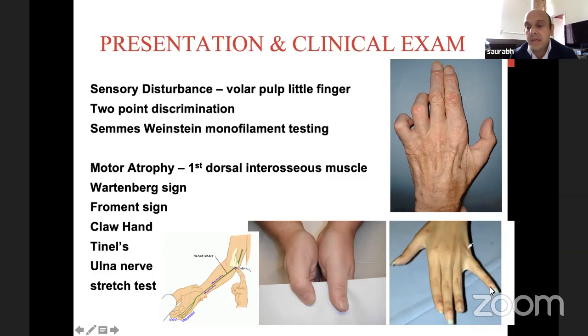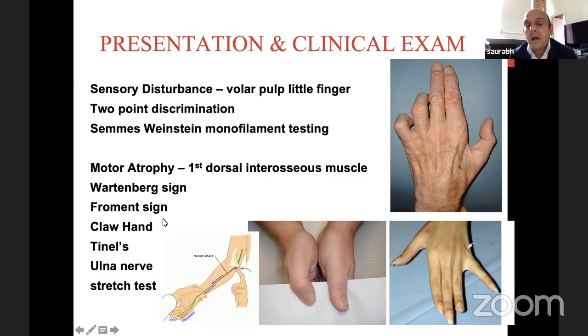So if you see the picture there, what it essentially means is, if you ask the patient to adduct the little finger, because palmar interossei is not working, what will happen is, instead of the finger being adducted, extensor digiti minimi, as you can see there, contracts and the finger goes into extension rather than adduction.